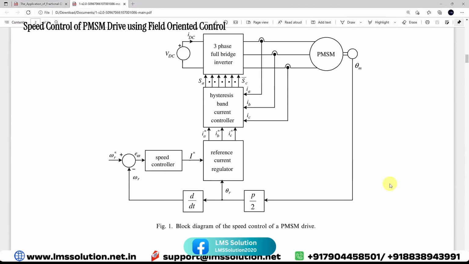Today we are going to see speed control of PMSM drive using field oriented control. So this is a block diagram for field oriented control of PMSM. PMSM is nothing but a permanent magnet synchronous motor.